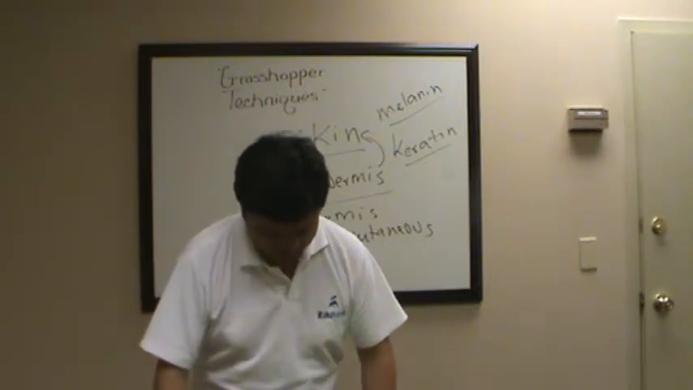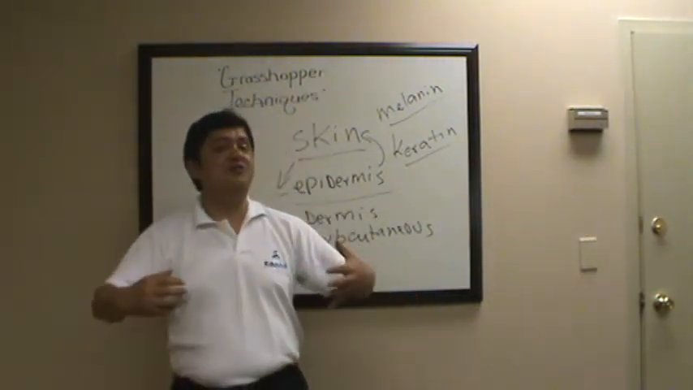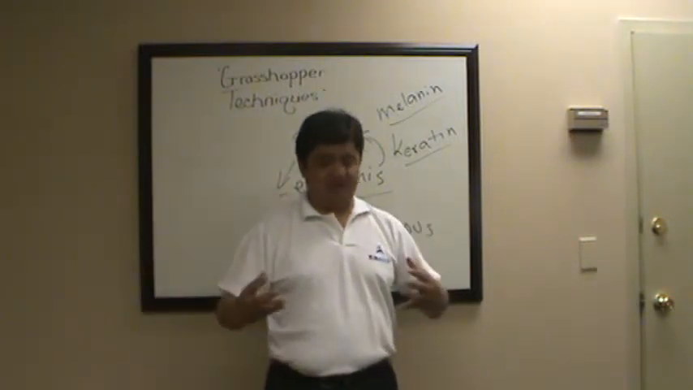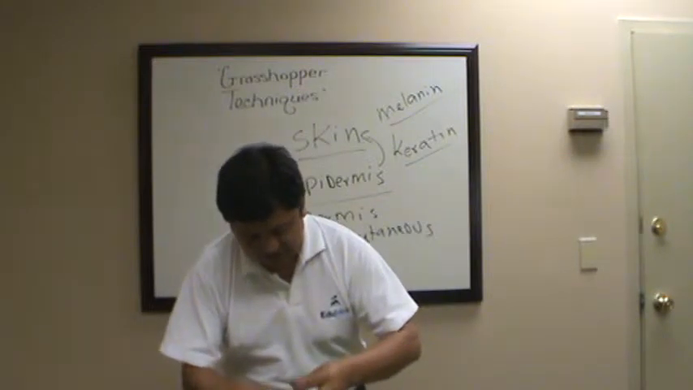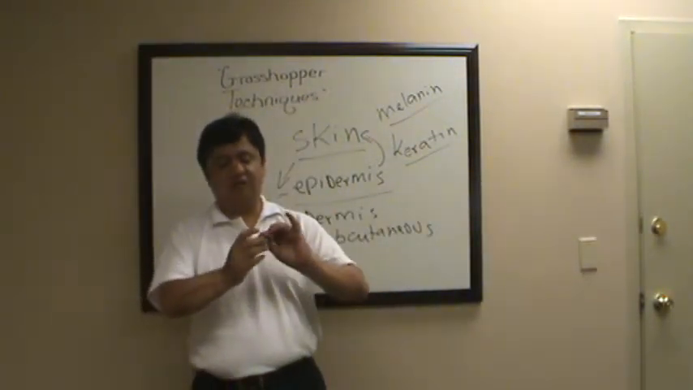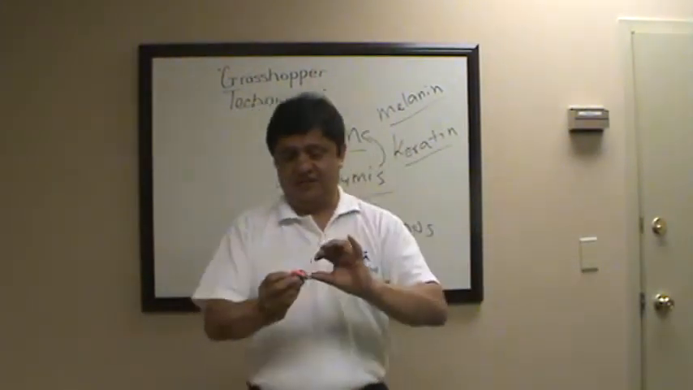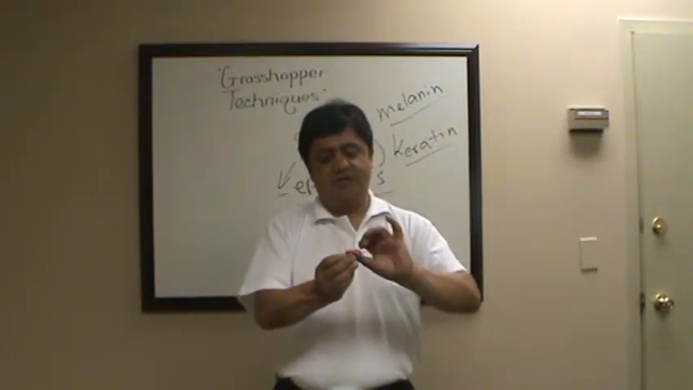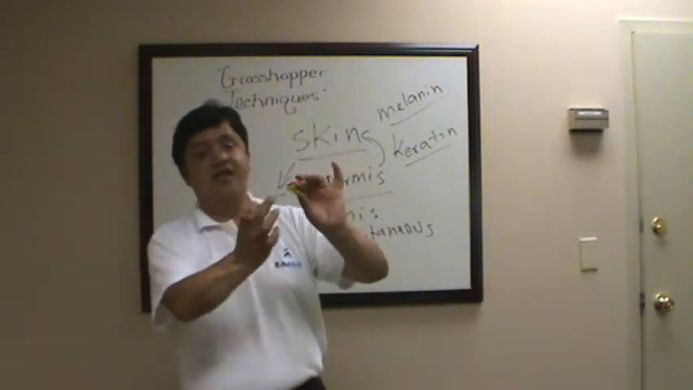Okay, let's do a review. Grasshopper techniques. You don't even have to read. You don't even have to think about it. You already understood because it's so simple that everybody can remember. So let's do a review. Let's see if you got the main thing on this skin lecture. So, layers, I don't even have to say anything. You're already saying the 3 layers.